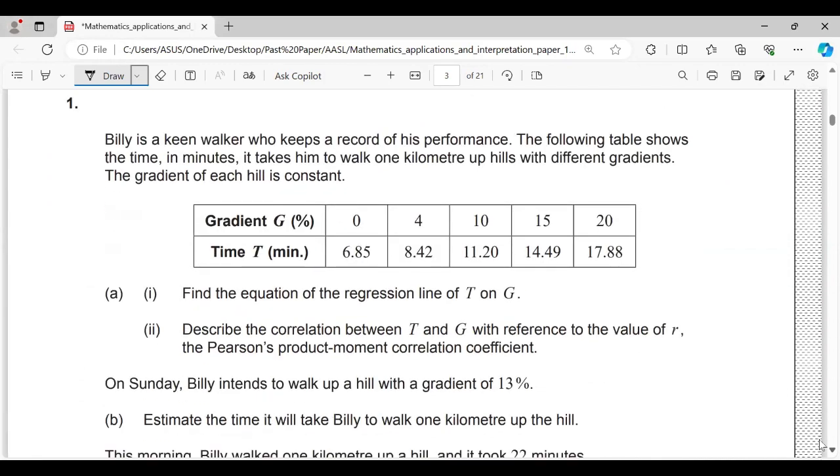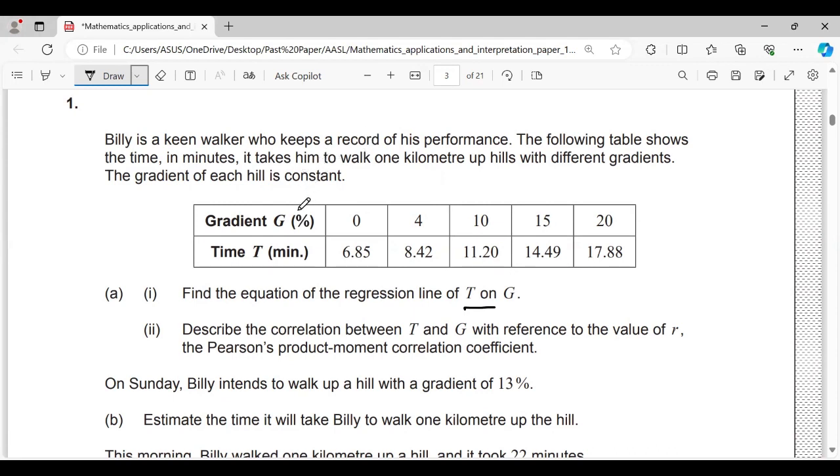Number 1, Billy is a keen walker who keeps a record of his performance. The following table shows the time in minutes it takes him to walk 1 kilometer up hills with different gradients. So the variables are time, in minutes, and gradient. The gradient of each hill is constant, and this is the table. Find the equation of the regression line of T on G.